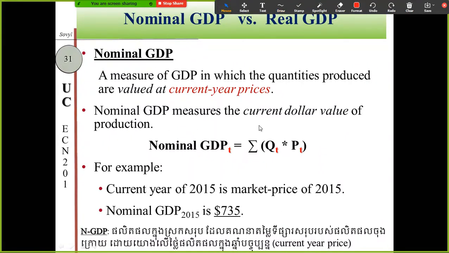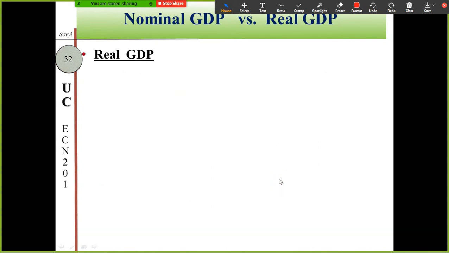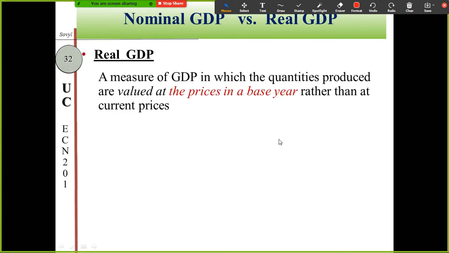Now we are learning how to compute nominal GDP. How about real GDP? Real GDP is a measure of GDP in which the quantities of goods and services produced in one country are valued based on the price in a base year, the price in a base period.